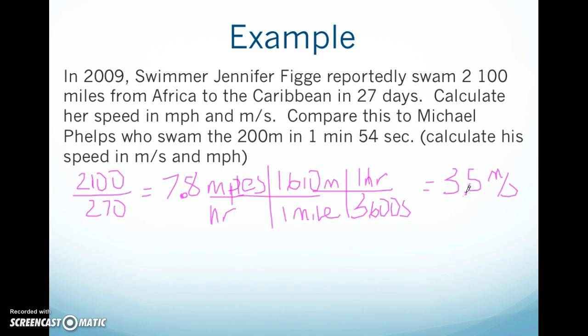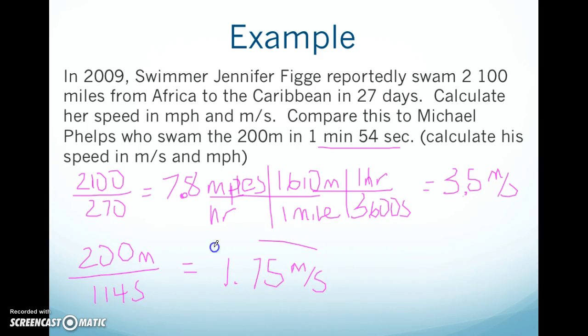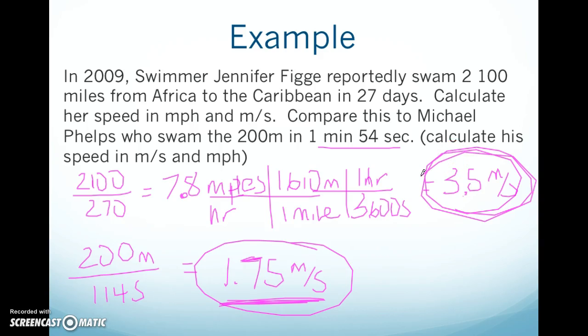So let's compare that to Mr. Phelps, who did 200 meters, and we can just do meters per second here. His time, if I add 60 seconds to 54, I get 114 seconds. 200 divided by 114 gives me 1.75. So essentially the fastest swimmer in the world, over 200 meters, could only go this fast. And she's claiming that over 27 days, 10 hours a day, she went this fast.